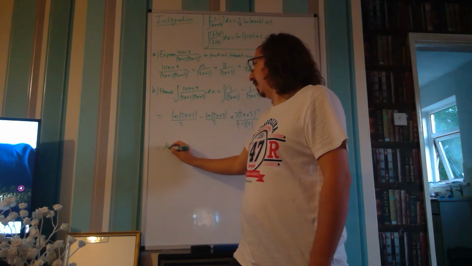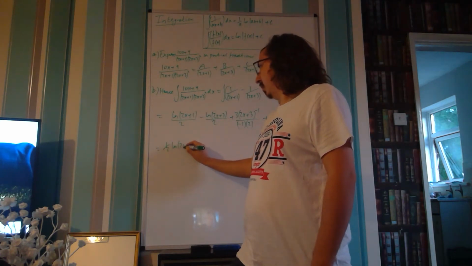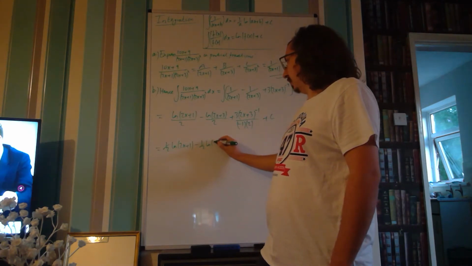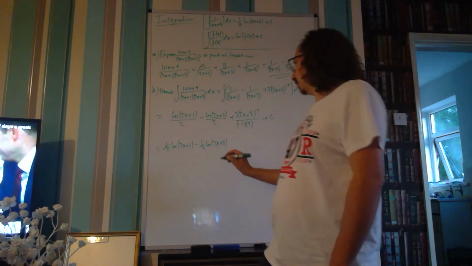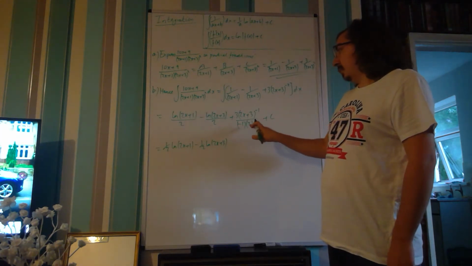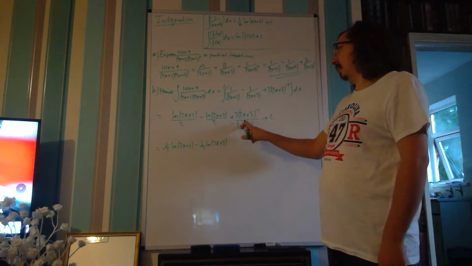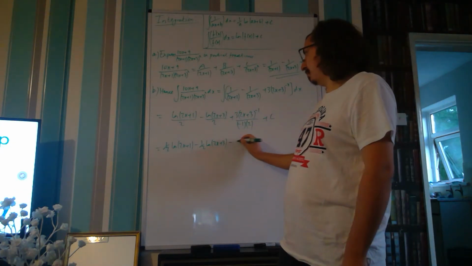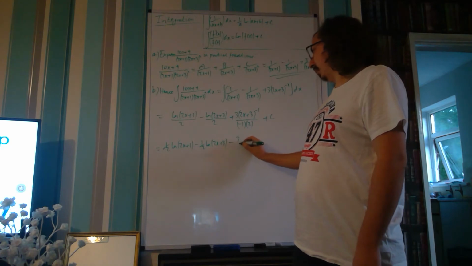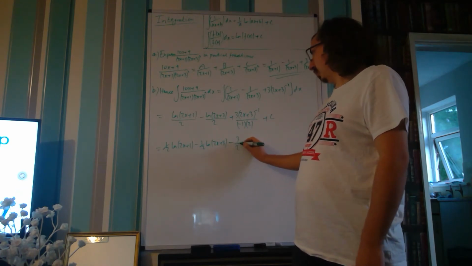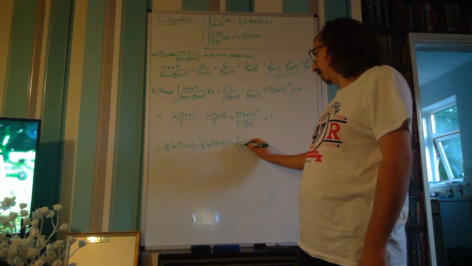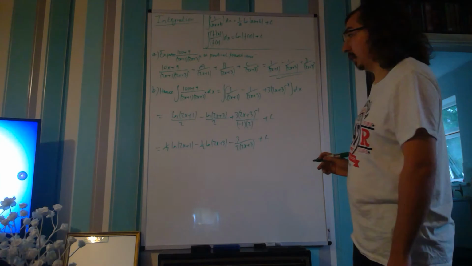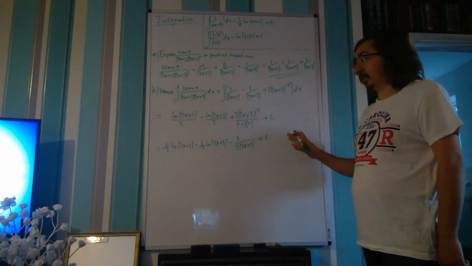So we have a half times the natural logarithm of 2x + 1 minus a half times the natural logarithm of 2x + 3. We have minus 1 times minus 2, minus 1 times 2, which is minus 2. So that's going to change our sign here to a minus sign. We're going to have 3 over 2 times our linear expression, 2x + 3. We have a plus c there.